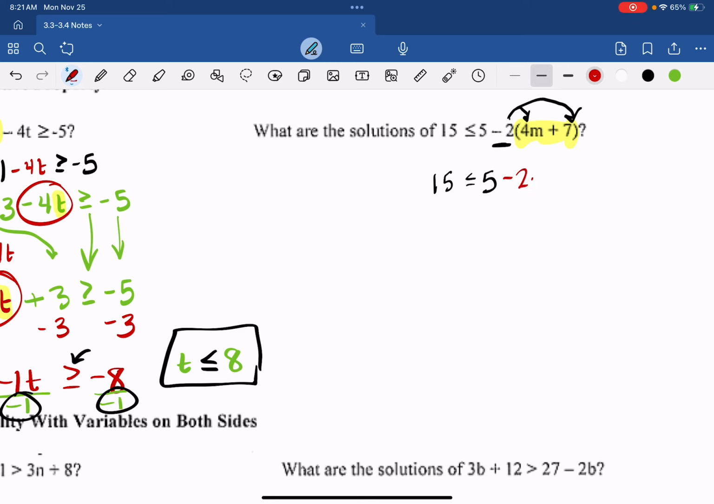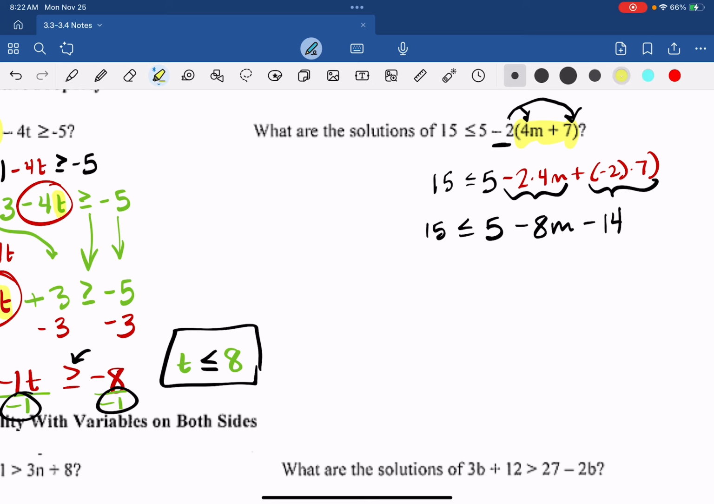Now I'm going to do negative 2 times 4m plus negative 2 times 7. Okay, so I'm multiplying by that negative 2. That'll give me my new line of 15 is less than or equal to 5 minus 8m minus 14. Okay, all I did there was I multiplied what I distributed. Now, my job is to get m by itself, okay? But I noticed that I have some like terms over here, right? I have a number without a variable and a number without a variable. So let's put those together.